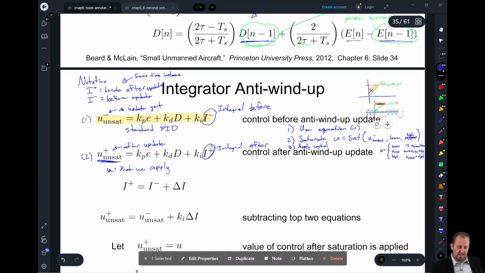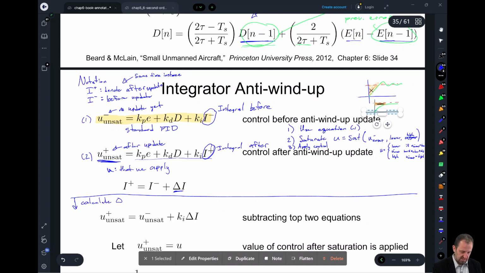And we're going to pretend like we calculated it like this. So we want to know what is the actual integral term that we ended up using. So we're going to define this integral plus is equal to the integral minus plus some delta I. Okay, so below this line, all we're doing is we're going to calculate this delta I.